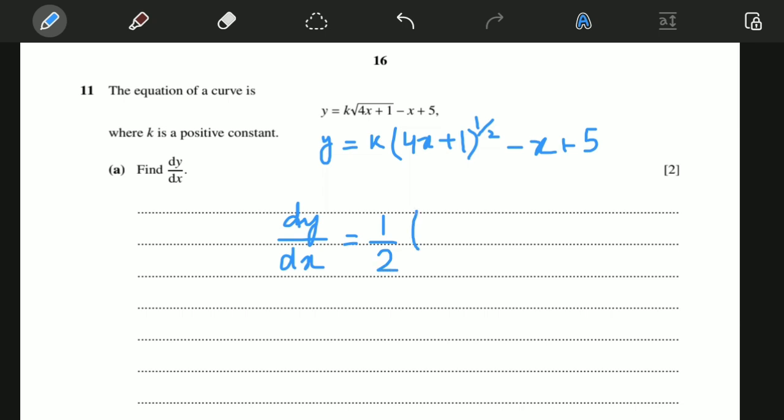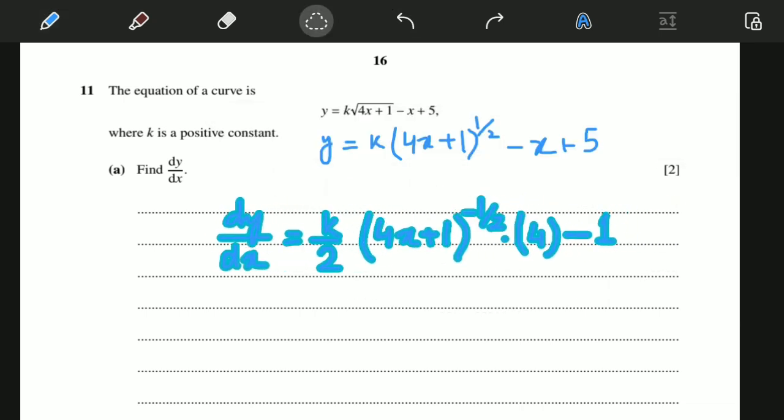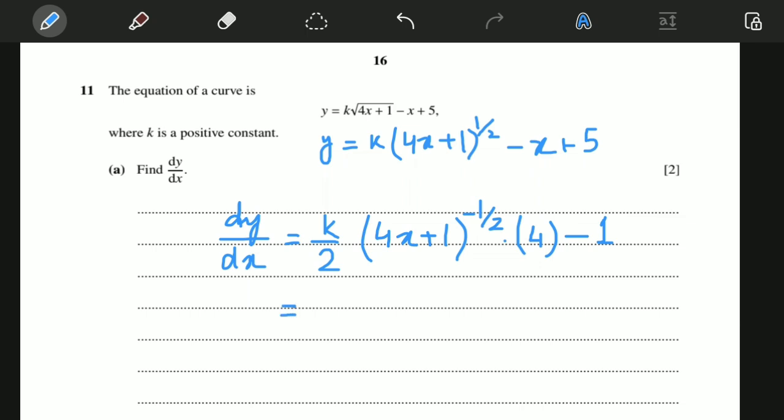So dy by dx would be 1 by 2 times k as it is, and I am just combining 1 by 2 and k, so it will be k by 2, (4x plus 1), and minus 1 would be minus 1 by 2, multiplied by the derivative of the bracket, that would be 4, minus 1. The derivative of x would be 1, and the derivative of 5 would be 0, so we are not writing that.